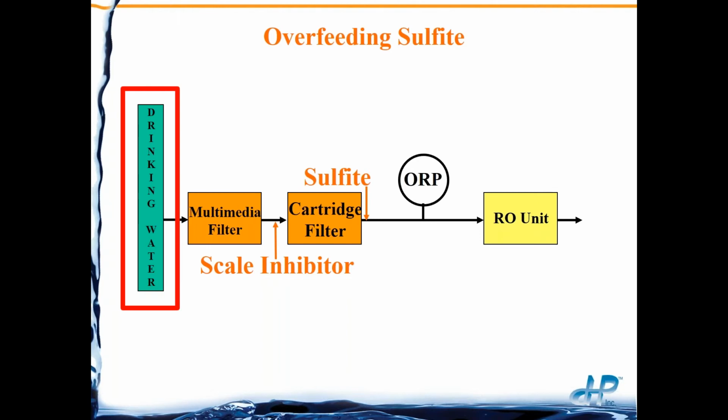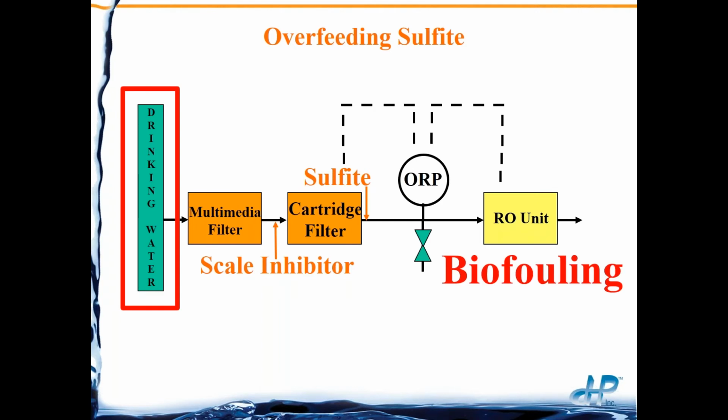Well, if you're using sulfite, then that's where an on-stream ORP meter makes sense. You can have a feedback loop that tells your sulfite injection pump how much to pump, and you can also have an alarm and a shutdown feature so that if the ORP goes too high, you can shut down the RO unit.